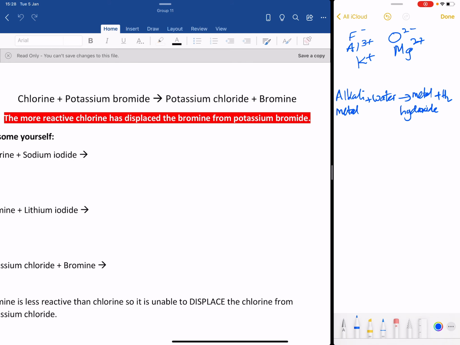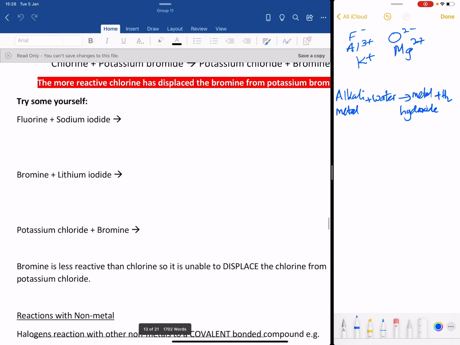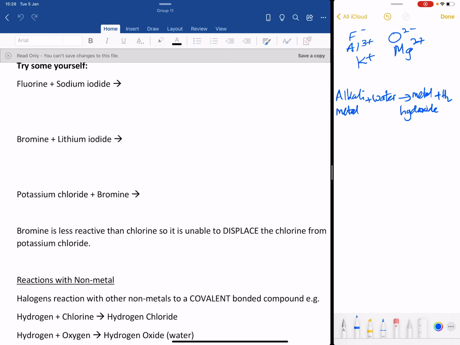Now look at this one. Chlorine plus potassium bromide produces potassium chloride and bromine. Now the rule is the more reactive chlorine has displaced the bromine from potassium bromide. So there's 3 here for you to do. Pause the video, you can have a go. Okay, if we move on.